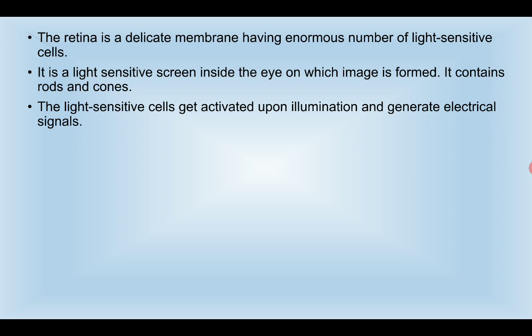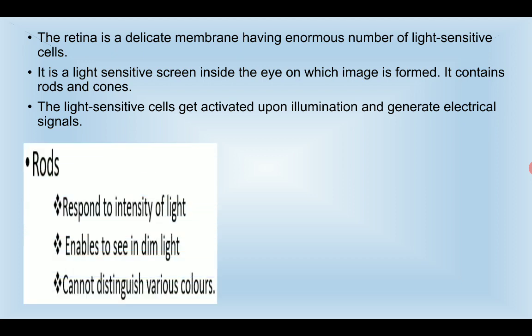So the retina is the area at the back of the eye that receives the refined visual messages from the front of the eye, and it transmits that visual message to the brain using electrical signals. So now let us discuss the rods and cones. Rods are basically sensitive to the intensity of light. So they respond to the intensity of light. They enable us to see in dim light. And we cannot distinguish various colors if we have just rods.